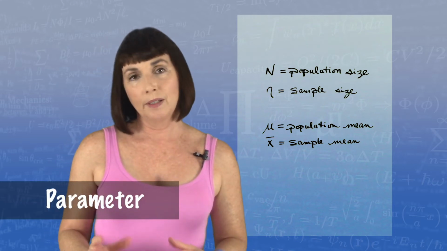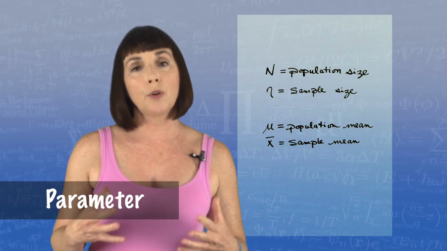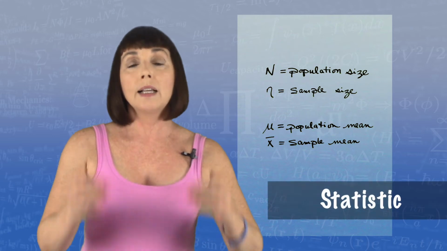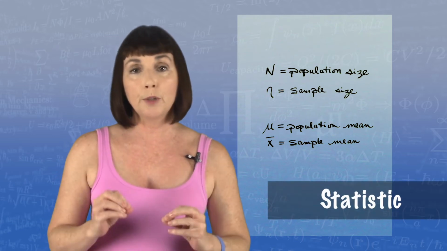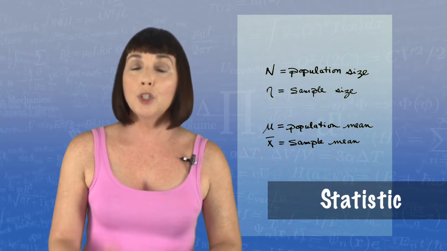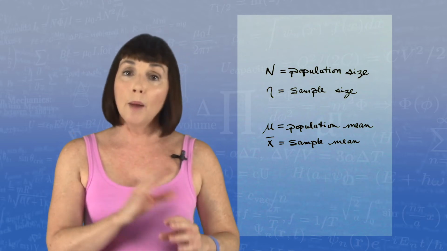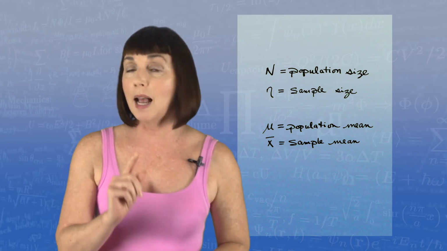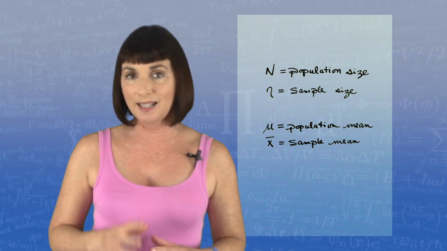A parameter is a numerical measurement describing a characteristic of a population. A statistic is a numerical measurement describing a characteristic of a sample. So mu, our population mean, would be a parameter, and x bar, our sample mean, would be a statistic.